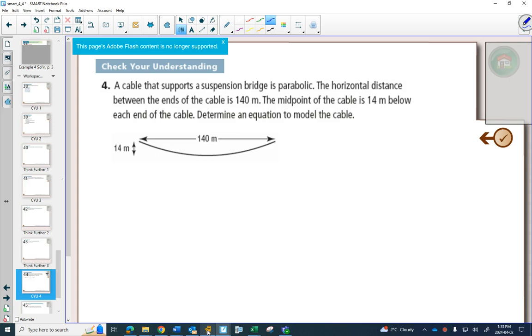So a cable that supports a suspension bridge is parabolic. The horizontal distance between the ends of the cables is 140 meters, and the midpoint of the cable is 14 meters below each end of the cable. And we want to come up with a model, an equation to model this. Okay? So what I'm going to do over here is draw my x and my y axes.